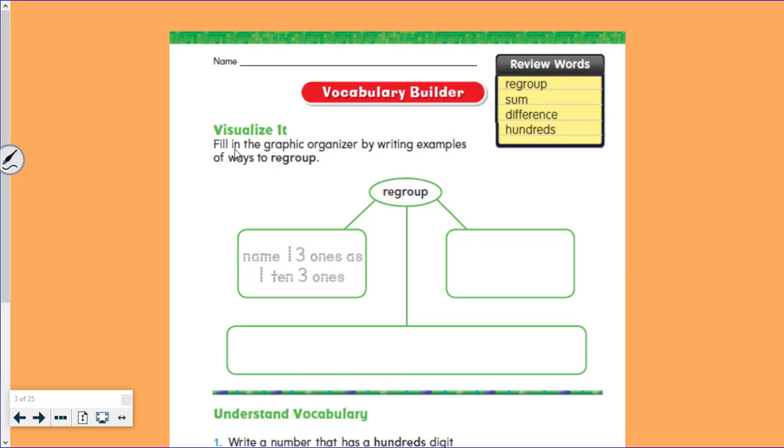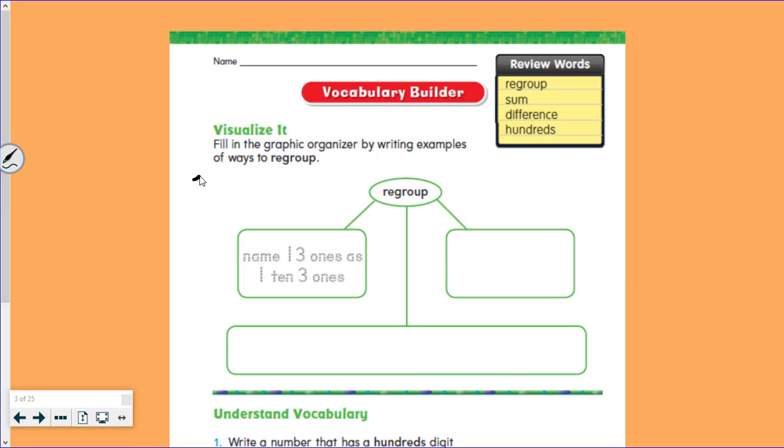And so it says visualize it, fill in the graphic organizer by writing examples of ways to regroup. So one way to regroup is to name 13 ones as 1 ten and 3 ones, right? So if you have 13 ones, 1, 2, 3, 4, 5, 6, 7, 8, 9, 10, 11, 12, 13, right? 13 ones is the same as saying, whoops, actually that's 13 tens, right? It said 13 ones. Jeez, Mr. Gentry, what are you doing?